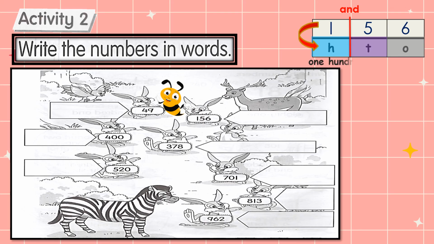100. Then we write n. For tens and ones place, we read together the numbers. 56. So the answer is 156. For the other numbers, you try to do it yourself. Follow the technique.